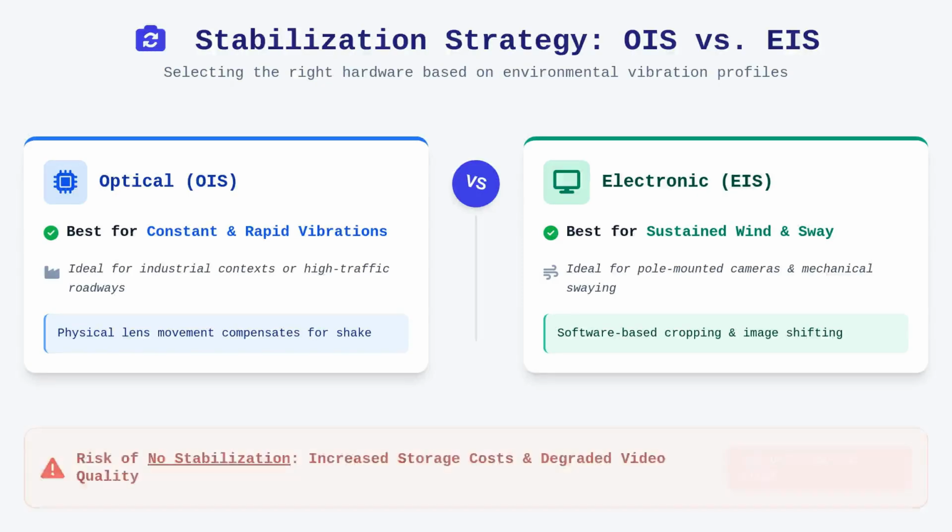If you install a camera that lacks either form of stabilization on a structure prone to sway, you are essentially guaranteeing that your recording platform will suffer from increased storage costs and degraded video quality. You must evaluate the vibration profile of the deployment site before finalizing your hardware specification to ensure the selected model can handle the environmental instability.